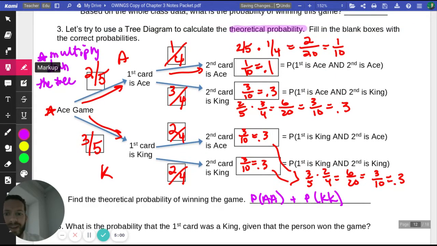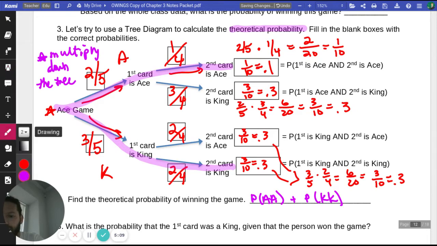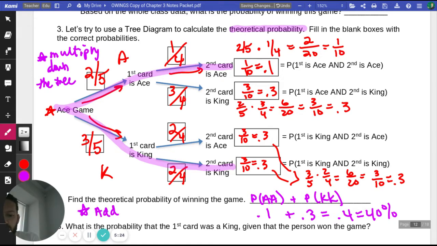So the probability of getting an ace and then an ace is that 0.1. The probability of getting a king and a king is that 0.3. So we have 0.1 plus 0.3, and that'll give us 0.4, or 40% of the time you'll win the game. A little note here: where we multiply down the tree, we add those final outcomes like we just did.